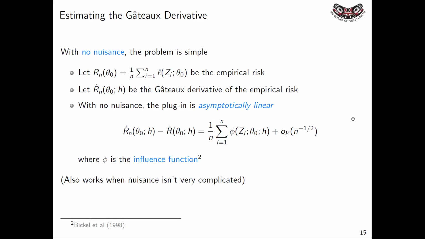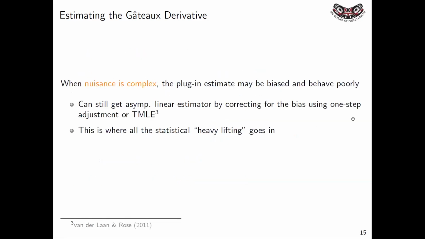So this approach also works if the nuisance is not very complicated. In general, without nuisance or with simple nuisance parameters, we get something really simple. The plugin is already asymptotically linear, so we could use that plugin estimate. When the nuisance is more complex, then the plugin might be biased, and it might behave poorly.